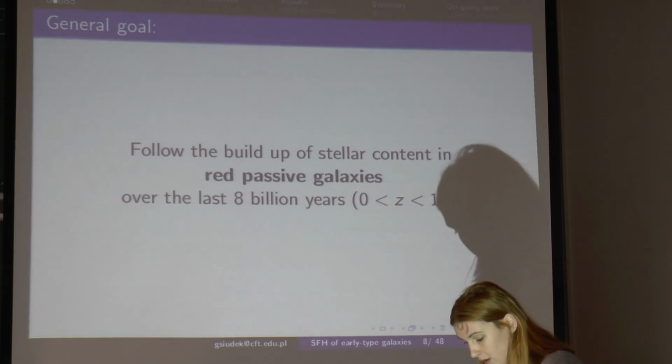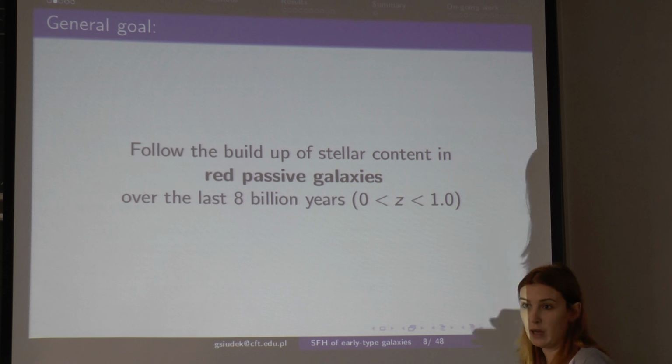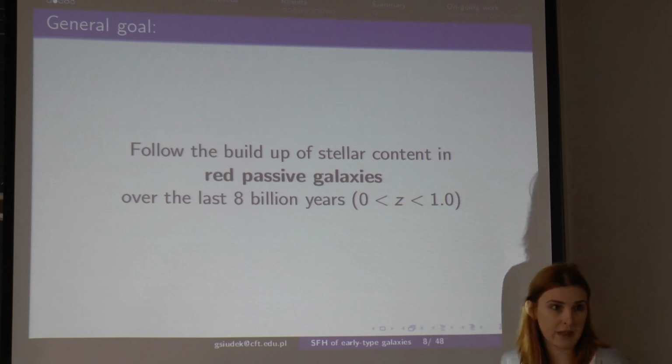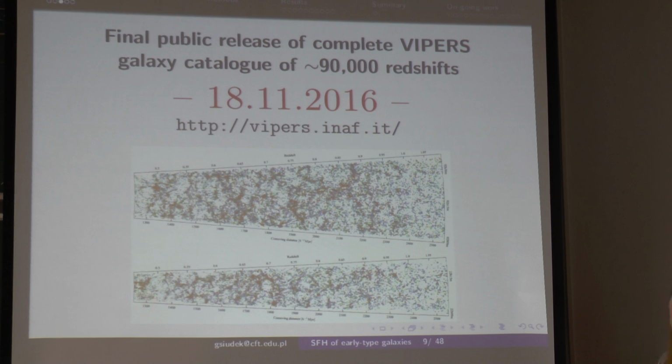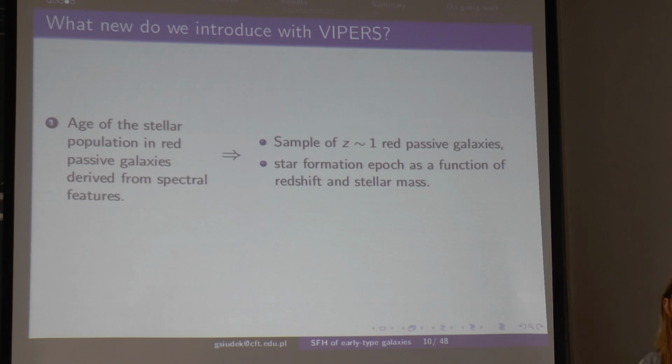So the question is, if we look at the universe as it was 8 billion years ago at redshift 1, are we going to see these red and dead galaxies, or were they just at the stage of formation? And the answer is yes, we see. Thanks to VIPERS, we know that these red passive galaxies exist from redshift 0.5 up to redshift 1. So we know that they are there.